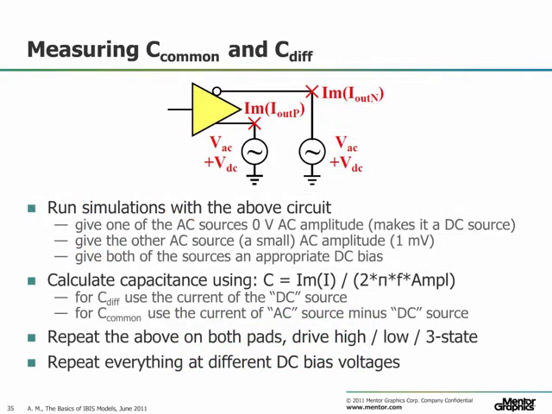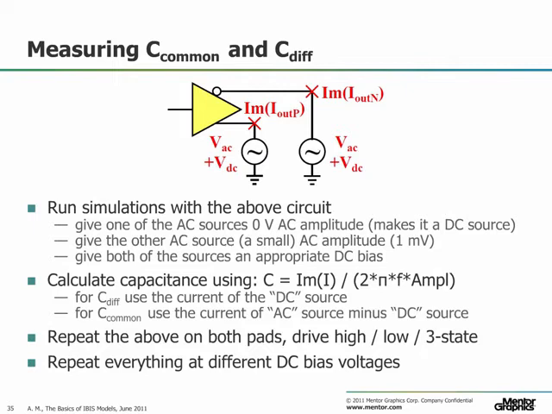Using a very similar setup, we can also measure the common mode and differential mode die capacitance in differential buffers. For this measurement, we are going to use 2 AC sources, which are connected to each of the outputs of a differential buffer. We'll set the DC bias of both sources to the same level. One of the AC sources should have a 0 AC component, while the other AC source should have a small amplitude for the AC sweep.